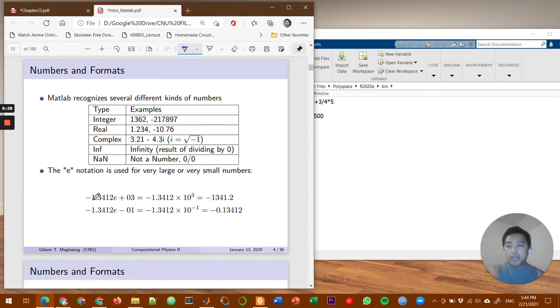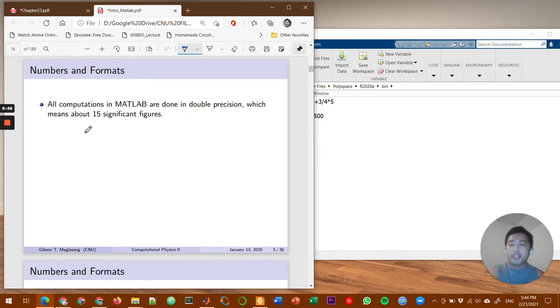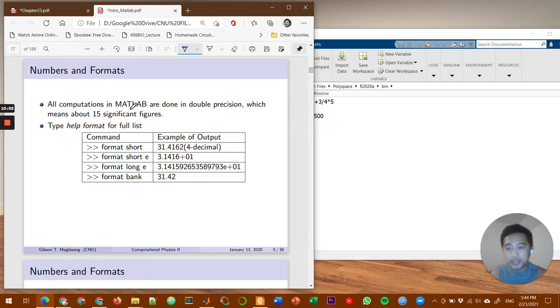And also there is e notation. On a calculator you have this too, right? This e plus 03 means exponent. So that would mean 1.3412 times 10 to the power of 3 and so on. So that is scientific notation. All computations in MATLAB are done in double precision, which means 15 significant figures. There are different kinds of formats in MATLAB.